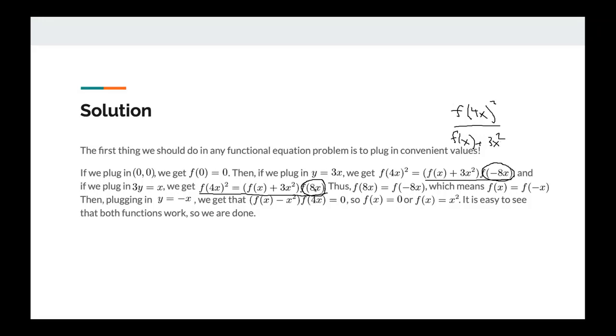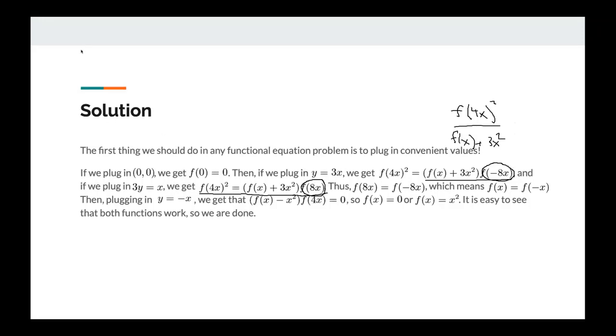And that proves that f of 8x is equal to this value by dividing through, and f of negative 8x is also equal to this value by dividing through. So that means that f of 8x equals negative f of negative 8x. And that similarly means that f of x equals f of negative x, which proves our initial suspicion that the function was even. Now we want to take advantage of the fact that the function is even to help us solve the problem.